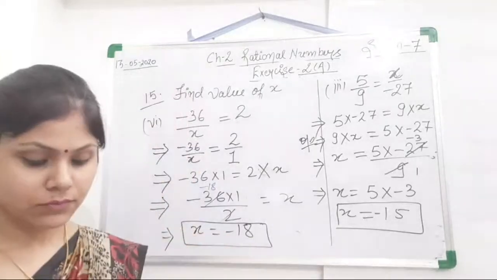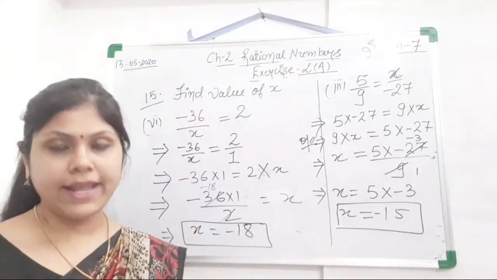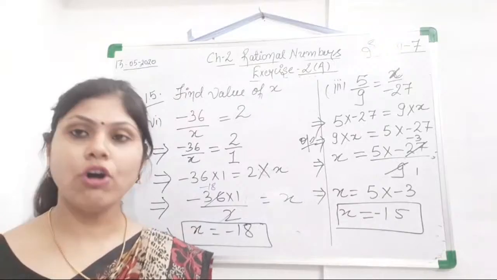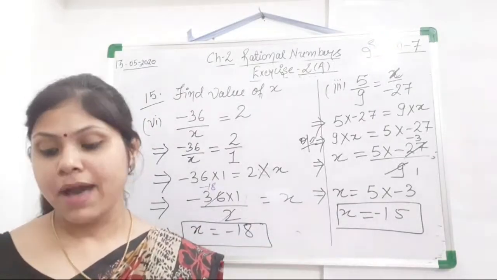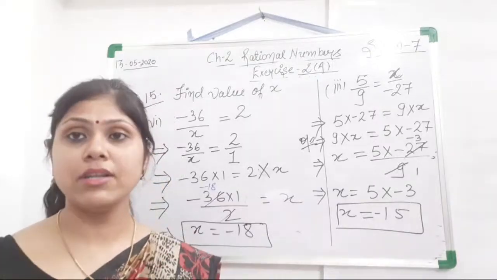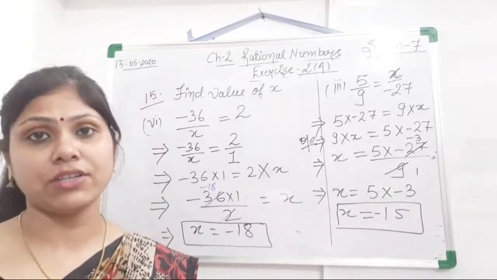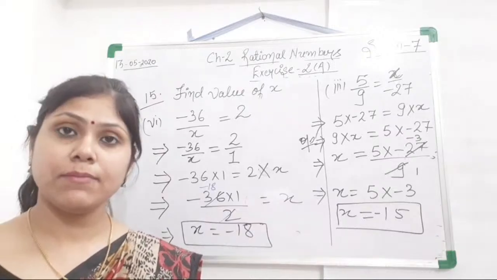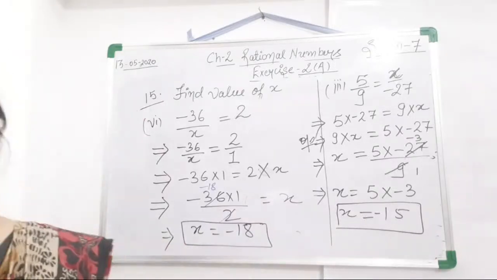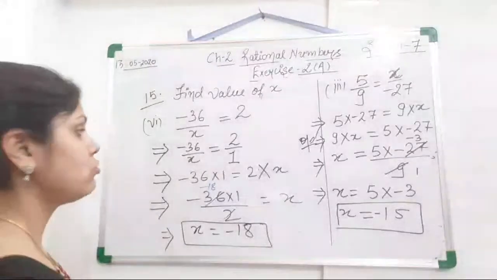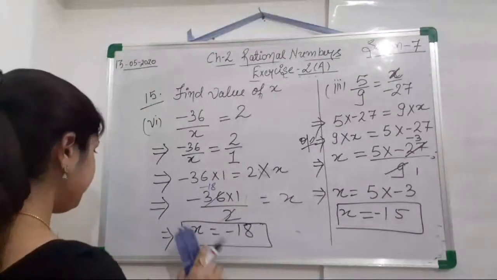Now the next topic is comparison of rational numbers. How to compare rational numbers. Comparison of rational numbers is just similar to how you have done comparison of fractions, deciding which fraction is greater. Similarly you have to do this question also. So let me explain comparison of rational numbers.